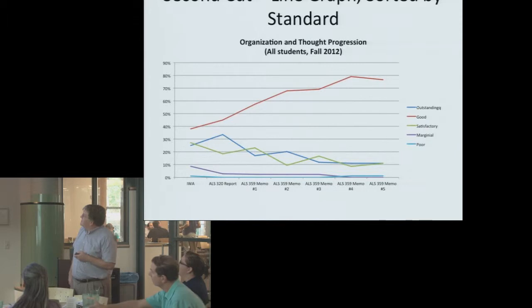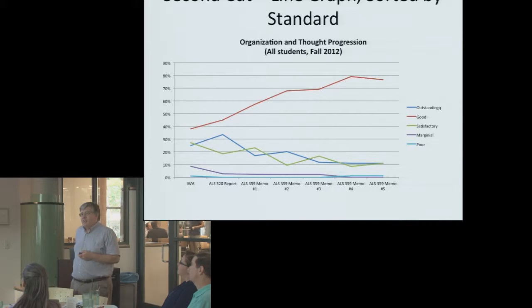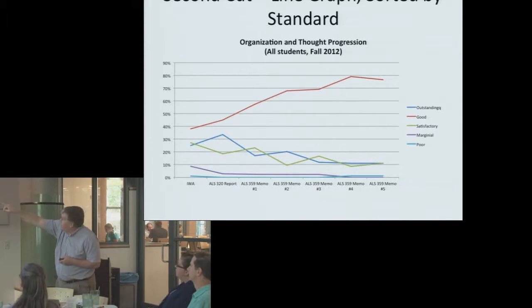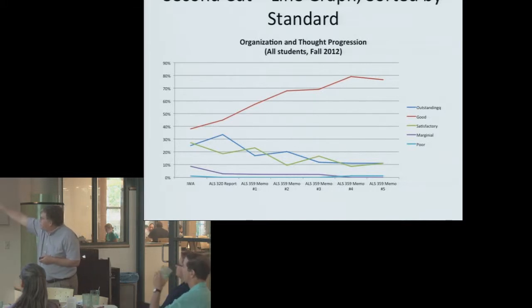So we looked at 2 of them in more data with more nuance. We looked at 2 of the 6 standards, grammar and style, and organization and thought progression. So this is organization and thought progression. And I thought this was a pretty good result here. What you see is that good went from about 40% to about 80% over this time period. So they went from not that good to good. The number of outstandings just kind of went down a little bit, or it's plateaued.